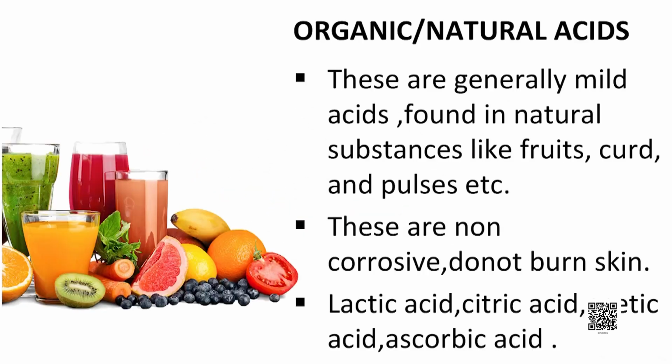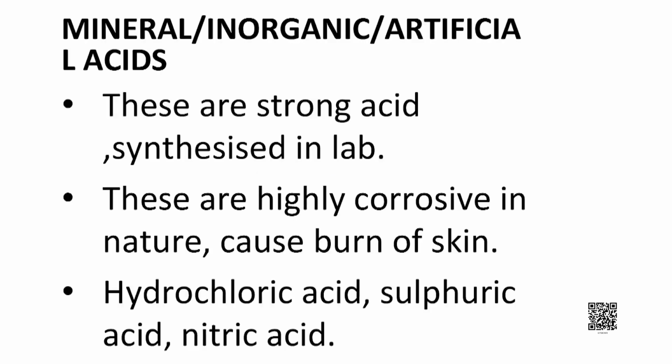Among these, organic and natural acids are generally mild acids found in natural substances like fruits, curd and pulses. For example, lactic acid, citric acid, acetic acid and ascorbic acid. So these are organic acids which are naturally found in living beings. Living beings include fruit because plants are already living. These are non-corrosive and do not burn skin. Non-corrosive means this doesn't burn your skin. They are very mild.